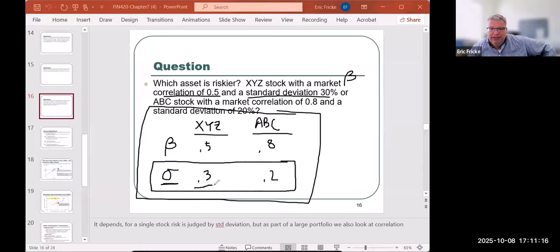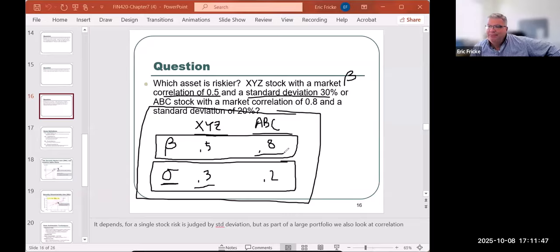It's XYZ, right? Higher standard deviation. But then in this chapter, with CAPM, we're buying the whole market, investing in tons of stocks. We're fully diversified, we've removed unique risk, right? And now we're only worried about market risk. So now, under the CAPM paradigm, which is riskier?